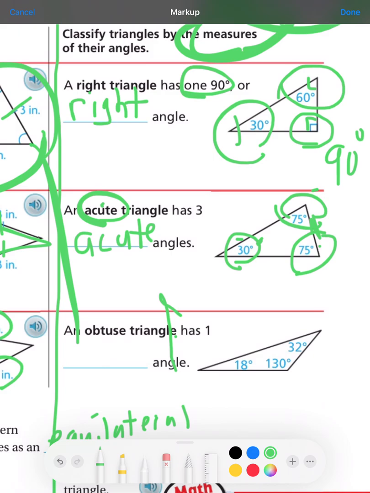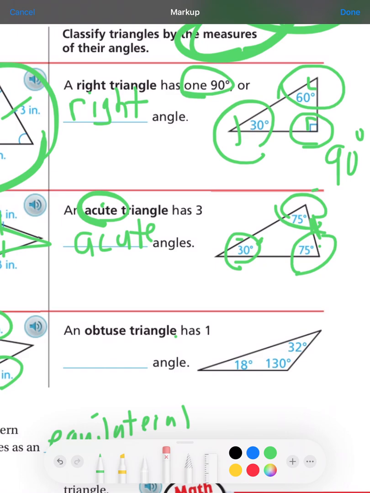Makes sense to me. And then, what is this mess? Oh, get this out of here. What a mess.